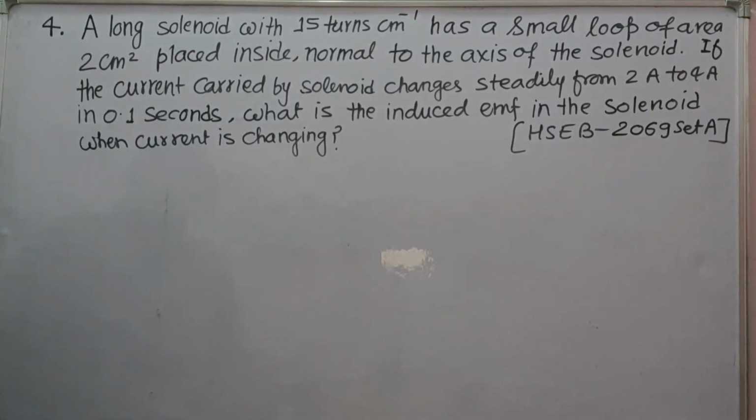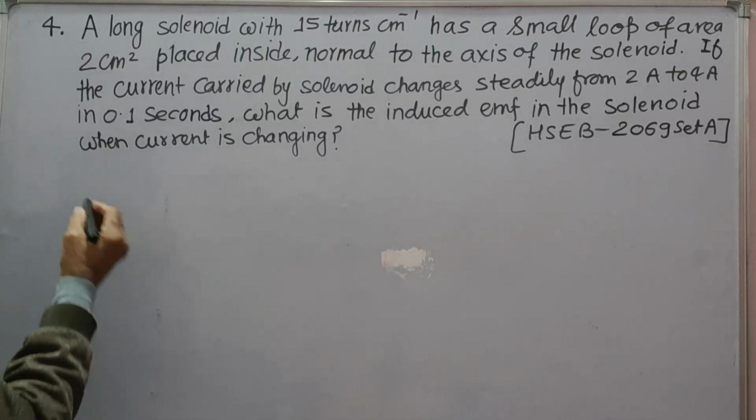Next question number 4. A long solenoid with 1500 turns per cm has a small loop of area 2 cm square placed inside normal to the axis of the solenoid. If the current carried by the solenoid changes steadily from 2 ampere to 4 ampere in 0.1 seconds, what is the induced EMF in the solenoid? Solution.